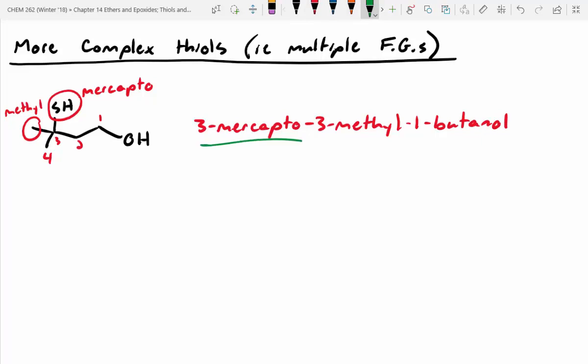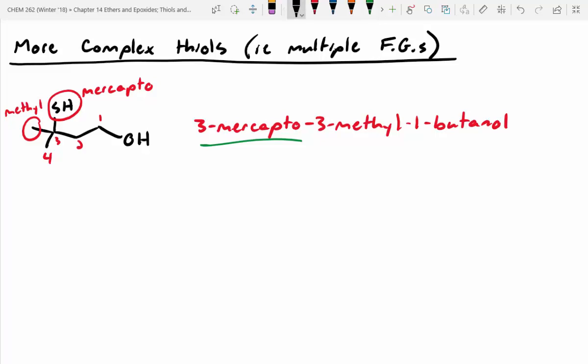This mercapto is basically a placeholder for the SH group coming off. The reason we do this is it depends which functional group has the most important priority, right? Alcohol in this case outranks the thiol, so we treat the thiol as a substituent, not a part of the parent. Make sense? So if you hear mercapto, it sounds weird, but you should think thiol. It's got some sort of SH on there.